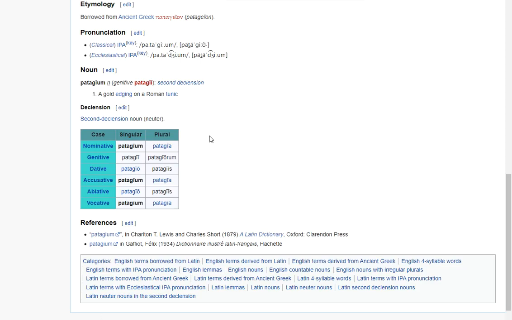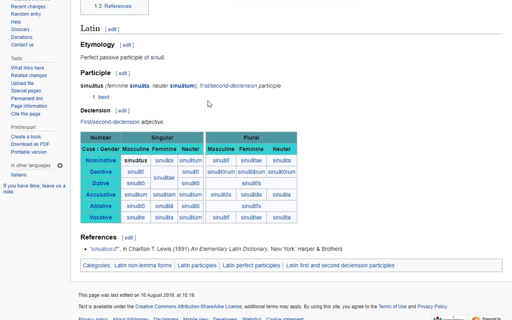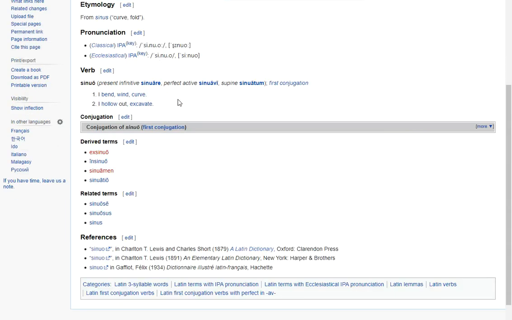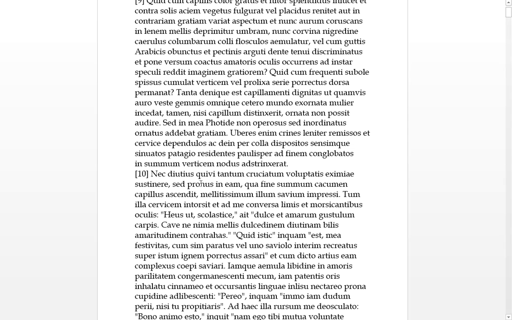Okay, so we'll have a daily dictionary word. This isn't it. Patagium, it's the gold edging on the tunic. The word was going to be sinuatus, so I've got them set up here. Passive participle of sinuo means bent, and when we click on that, it'll say bend, I bend, wind, I curve, hollow out, or excavate. So it's just bent was what it meant.